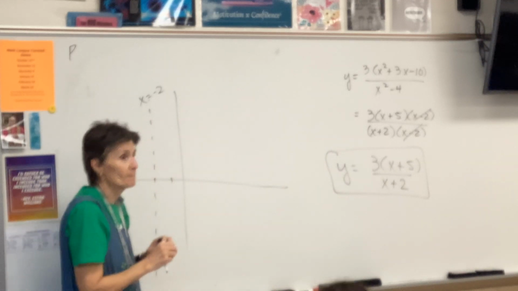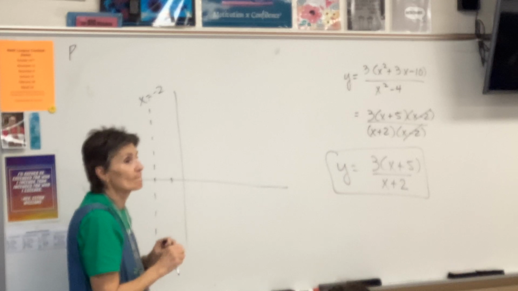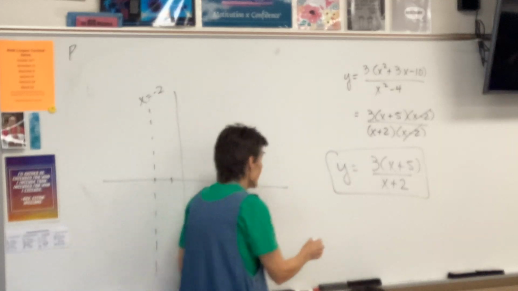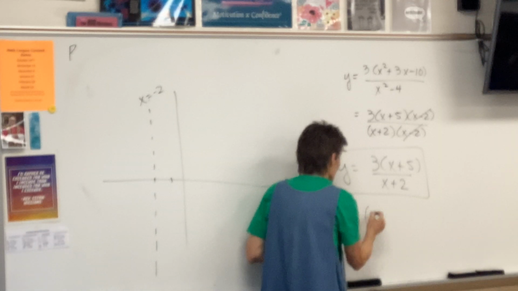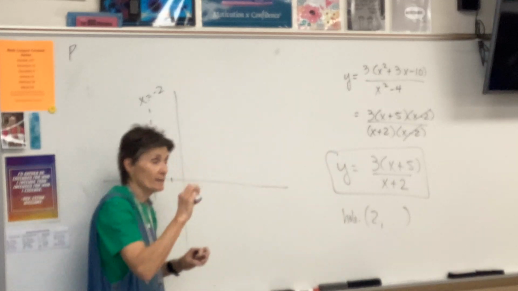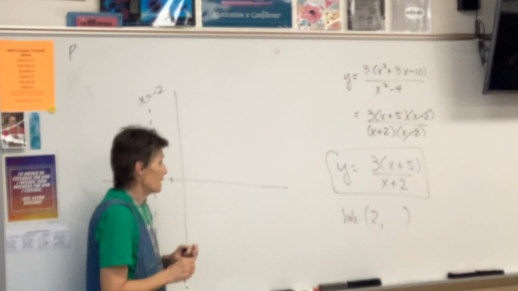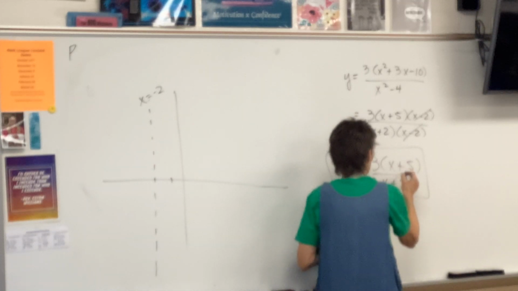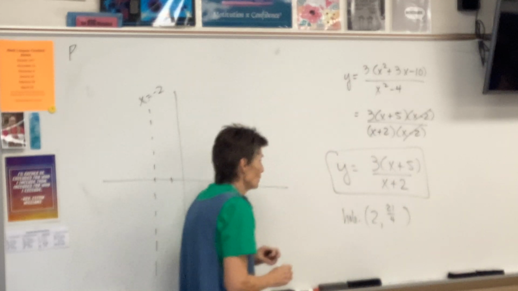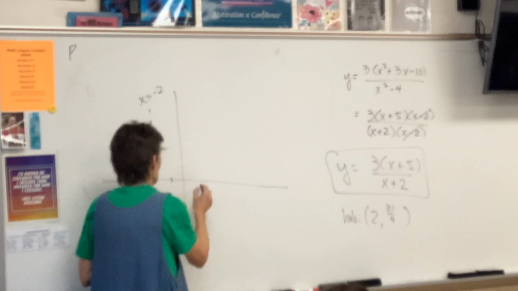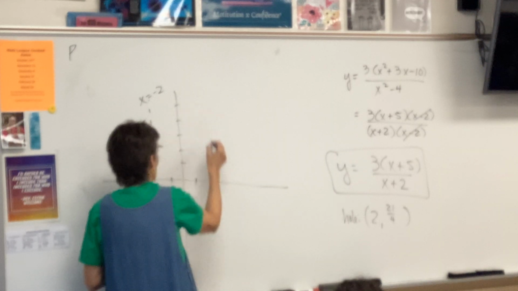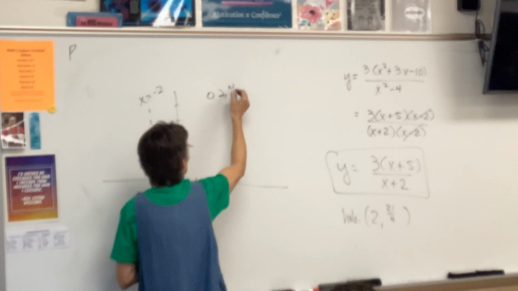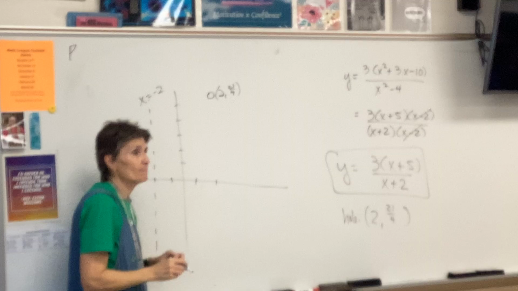Perfect. What else? Jimmy? I might be wrong, but because we crossed out the x minus 2, that's a hole, right? And where will that hole be? At 2, 2 comma something. So in order to plot it, it's a point. In order to plot it, we need a y. So plug in 2. Plugging in 2 will give me 21 over 4, which is a little more than 5. So 2, 1, 2, 3, 4, 5. Did everyone follow that?